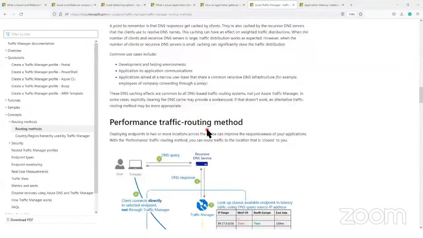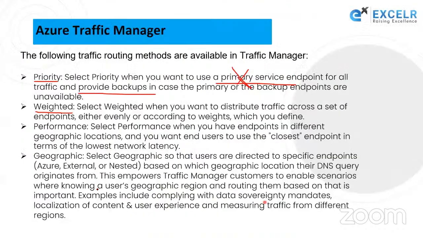Then the performance traffic routing. In this case, you have the option to place your endpoints in different geographical locations. It will send the user to the closest endpoint in terms of the lowest network latency. So what it is doing is actually measuring your latency, meaning from the end user to the server where it is located.